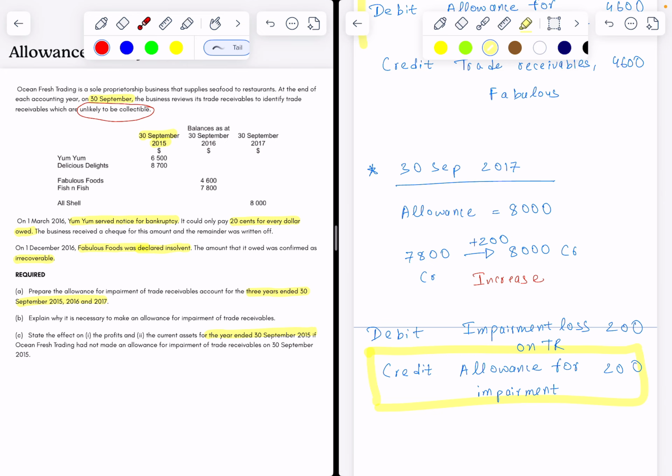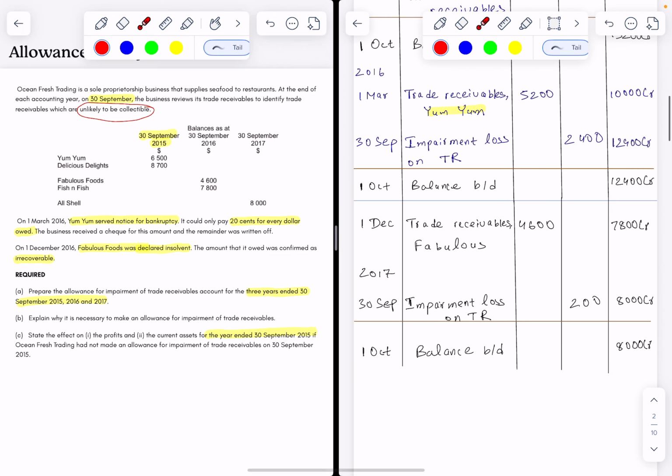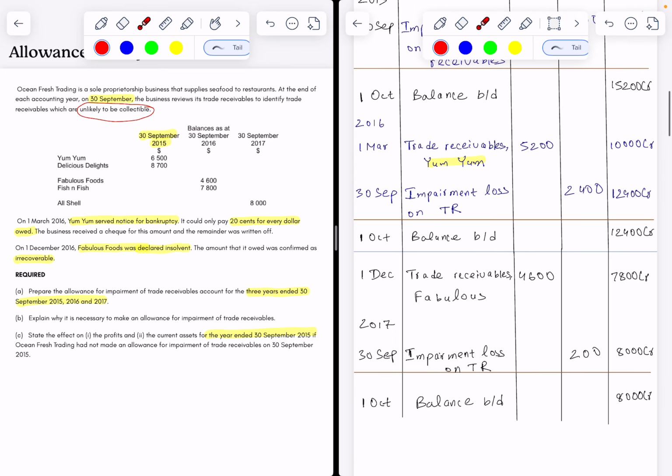Okay, so in the allowance for impairment ledger account here, you will see that at 30 September 2017, which is the end of the financial year, I'm including $200 on the credit side because obviously there is an increase from 7,800 to 8,000, right? Because the ending balance is 8,000 credit at 30 September 2017. And the relevant cross-reference account used is impairment loss on trade receivables in the details column, which is an expense account, okay?